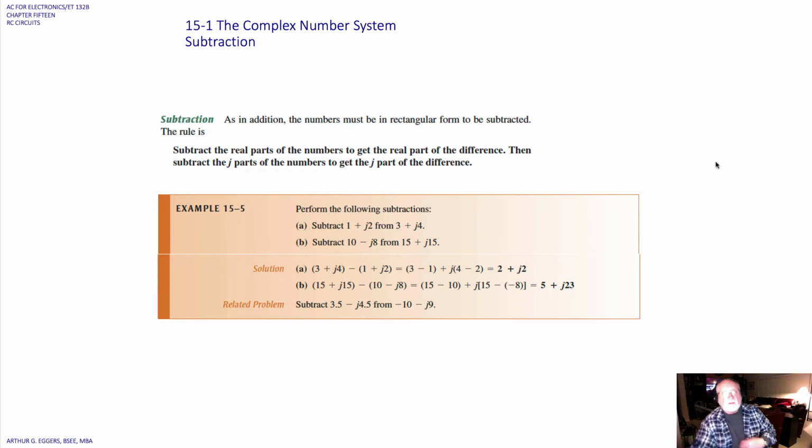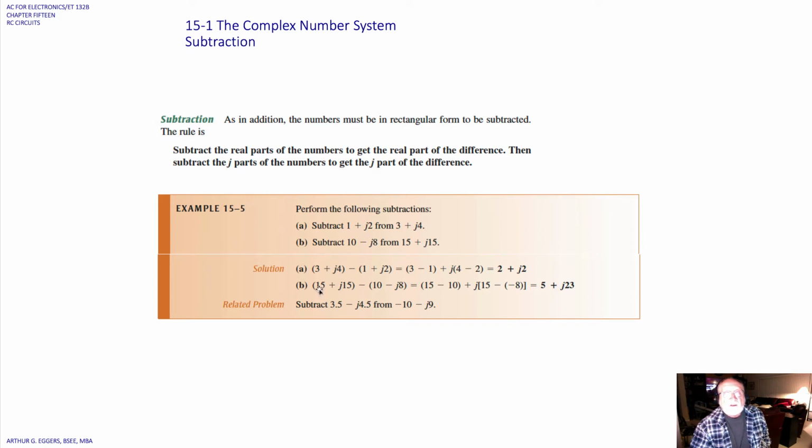Subtraction is done virtually the same way. Subtract the real parts, subtract the imaginary parts. So if we're going to subtract 1 plus j2 from 3 plus j4, you can see 3 minus 1, j4 minus j2 gives us 3 minus 1 is 2, 4 minus 2 is 2, and our difference then is 2 plus j2. The same thing for example B, 10 minus j8 from 15 plus j15.